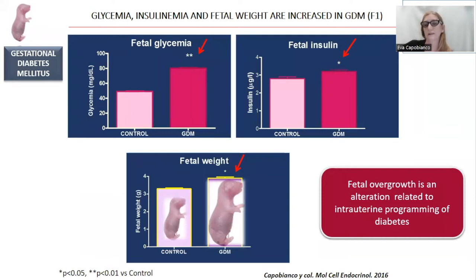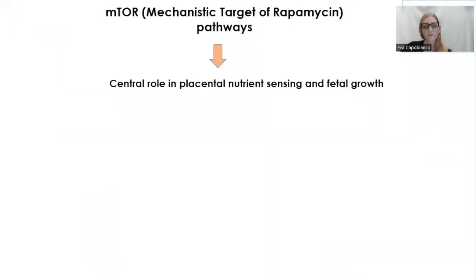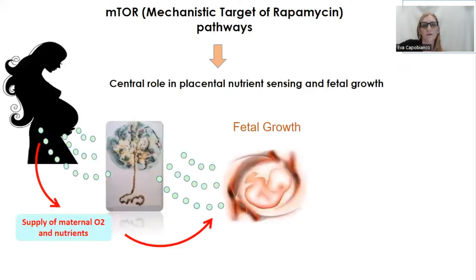This is very important since fetal overgrowth is an alteration related to intrauterine programming of diabetes. And one of the most important mechanisms that regulate fetal growth is the mTORC pathways. mTORC is the mechanistic target of rapamycin that plays a central role in placental nutrient sensing and fetal growth.